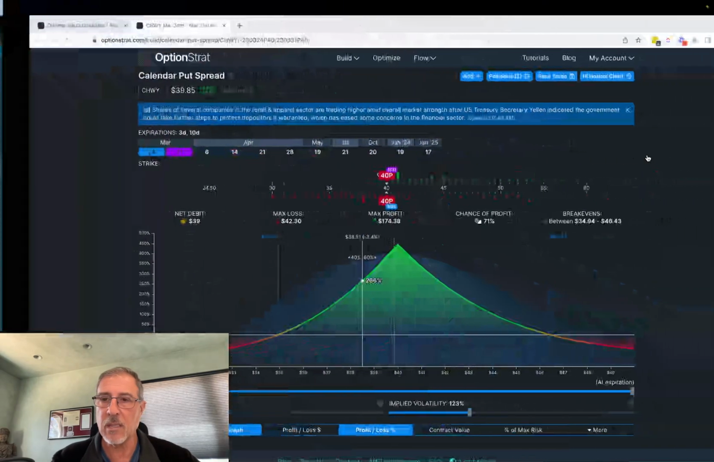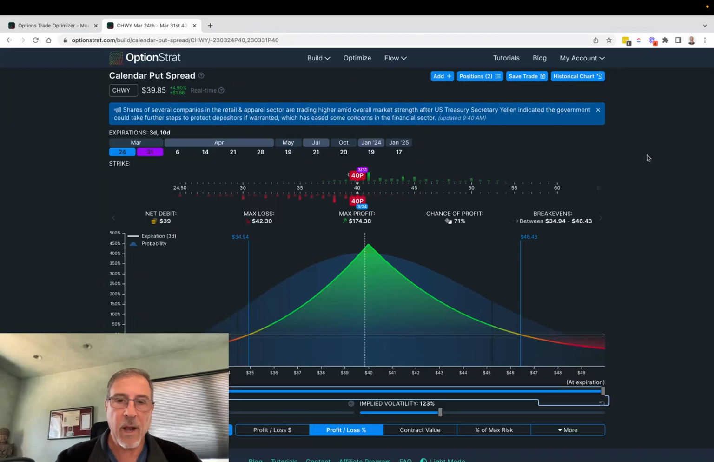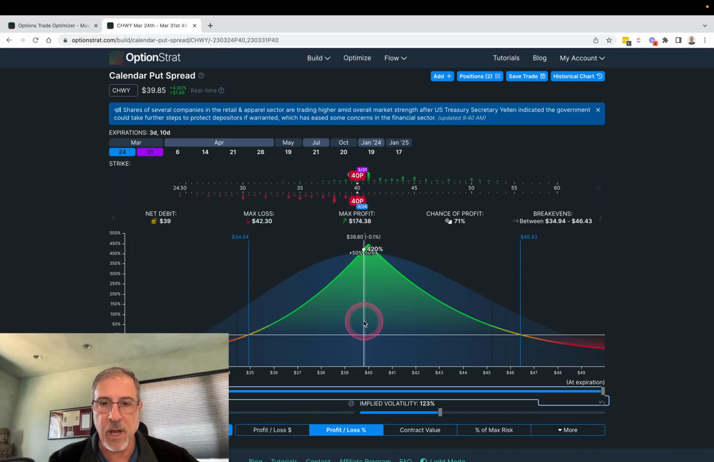So what I'd like to do now is let's take a look at this trade in OptionStrat. So again, this is a trade on Chewy. So what I've done is I've come in and I've modeled up specifically a trade right around where Chewy is trading. So it's trading right around the $40 mark. $39.85 is where it closed out today. So what I am looking to do is I'm looking to sell the $40 put that expires this Friday, and then I'm going to buy the $40 put that doesn't expire until the following week.